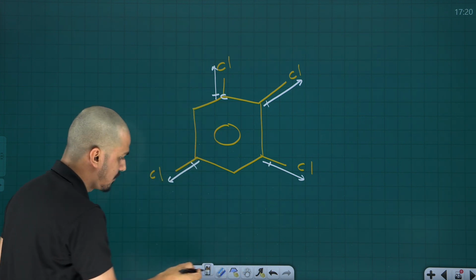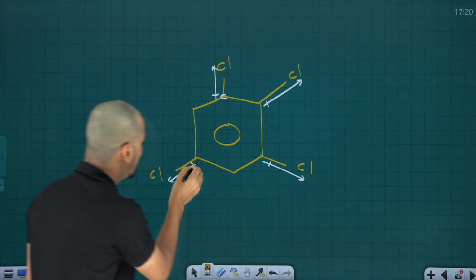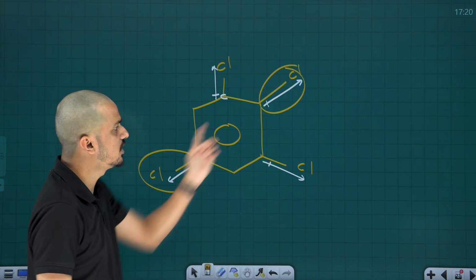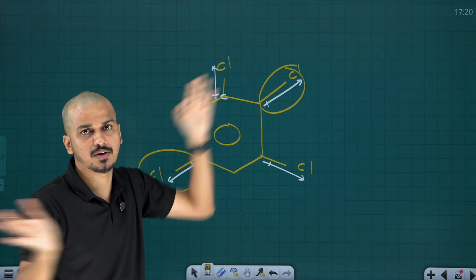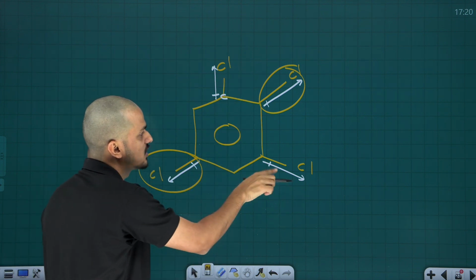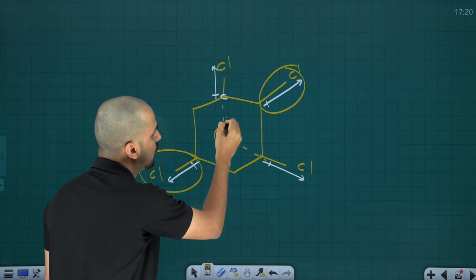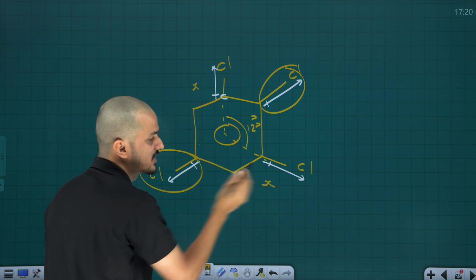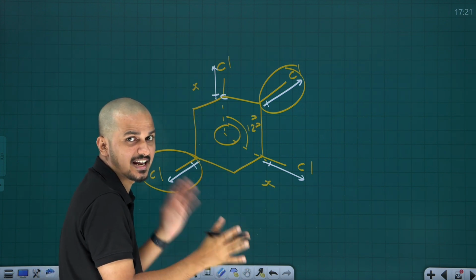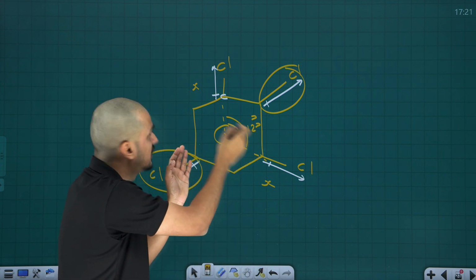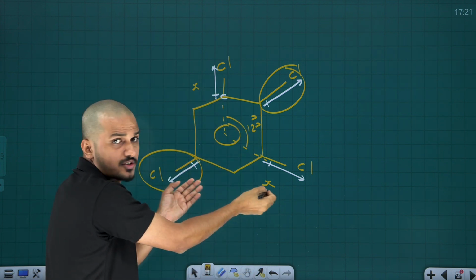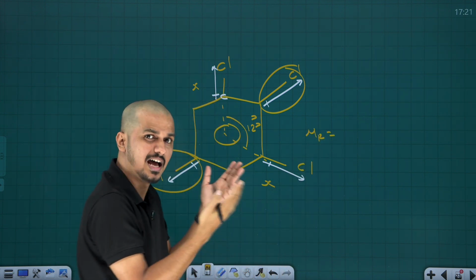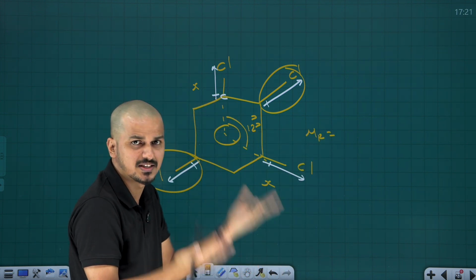Here one problem is there. What's the idea? This one will get cancelled. Why? Because both are equal and opposite vectors. So that's why they will get cancelled. What about this one and this one? That is at an angle of 120 degrees. If it is x, this also x. Both are x, only their direction changing. Their angle is 120 degrees. Then mu resultant, if it is 120, resultant will be the same, x only.